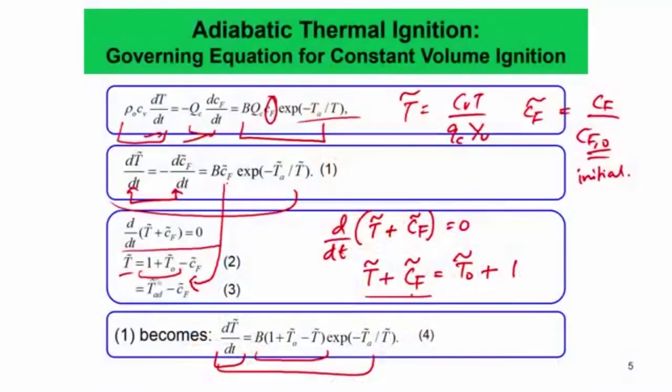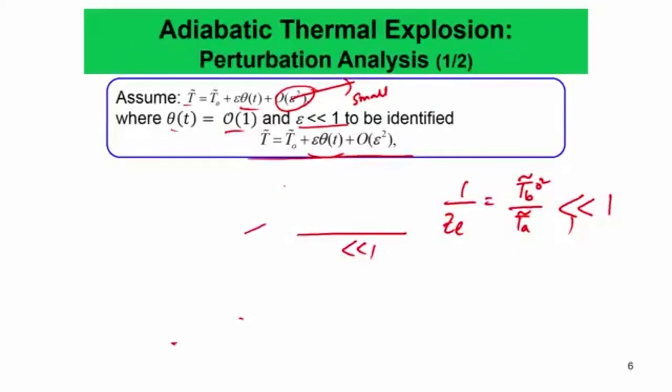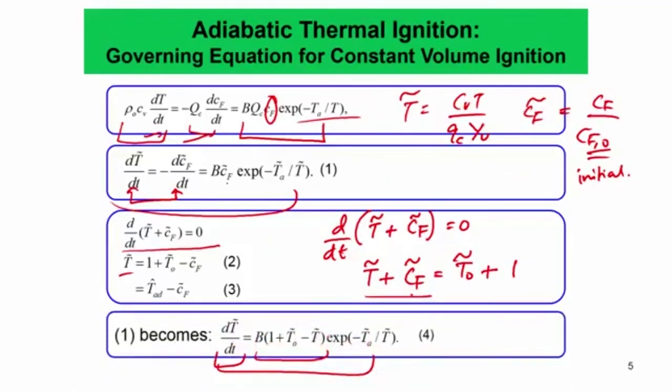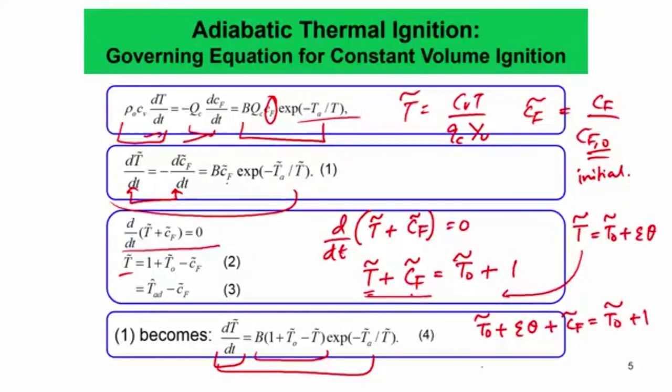One more interesting thing to look at is this. If we take this and write this equation, T tilde is equal to T0 plus epsilon theta. If we substitute this here, this is the interesting thing to show, then we write T tilde plus epsilon theta plus CF tilde is equal to T0 tilde plus 1. So CF tilde is equal to 1 minus epsilon theta.